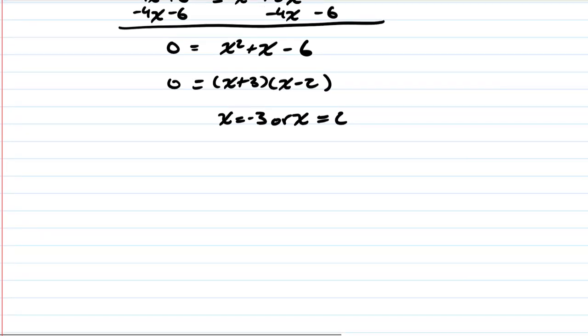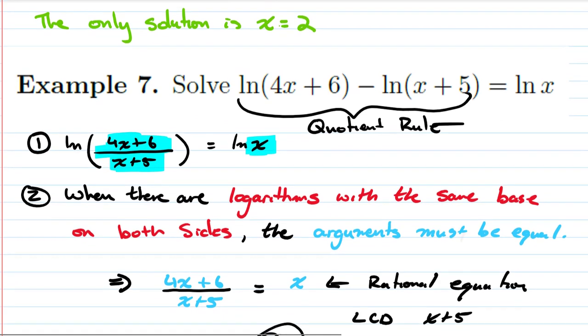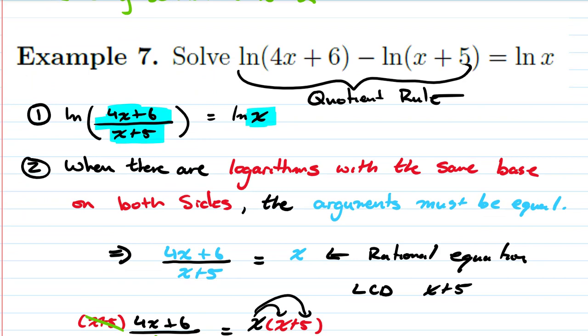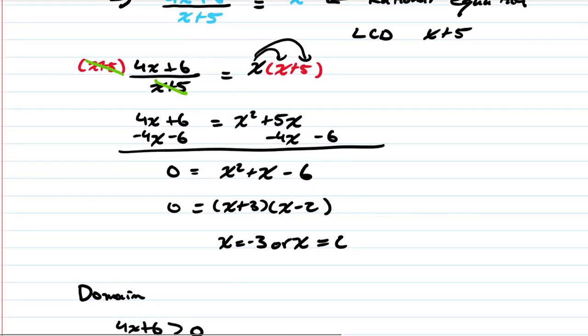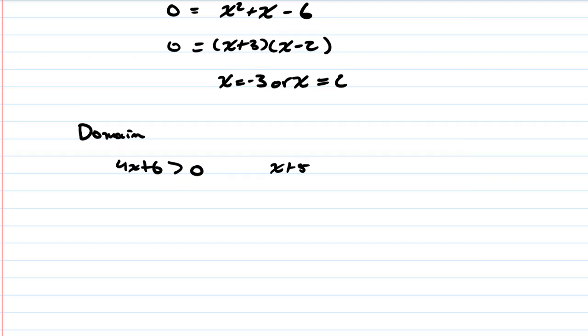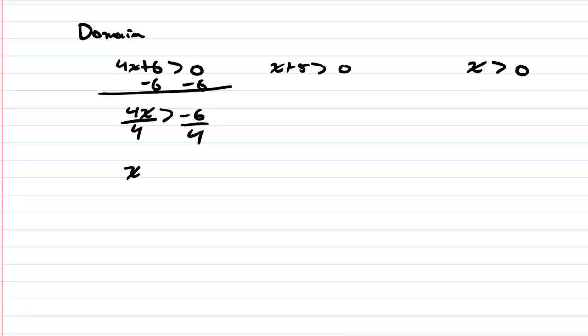But now we have to find the domain of the equation. And this time we had 3 logarithms. So we had 4x plus 6, x plus 5, and x. So 4x plus 6 has to be bigger than 0. X plus 5 has to be bigger than 0. And finally, x has to be bigger than 0. So we minus 6, we minus 6. 4x is greater than negative 6. Divide by 4, divide by 4. So x has to be bigger than negative 3 over 2.